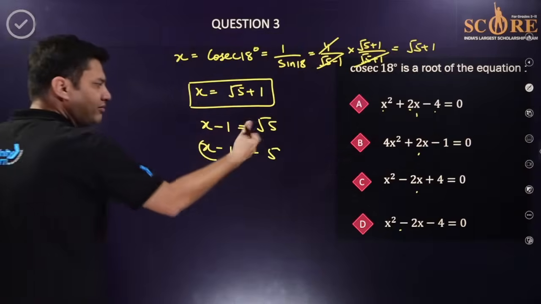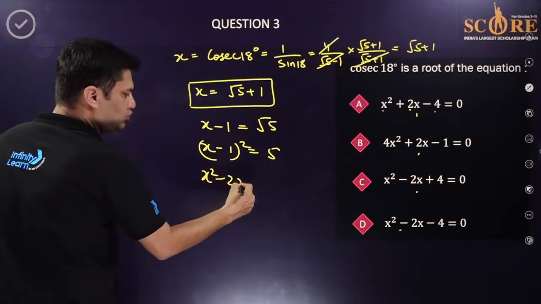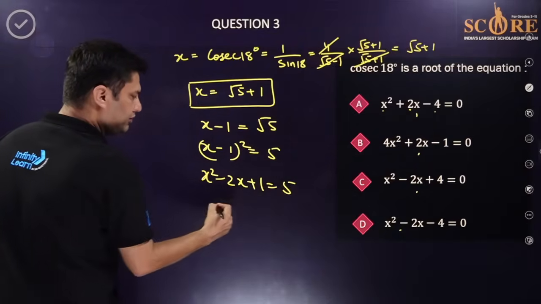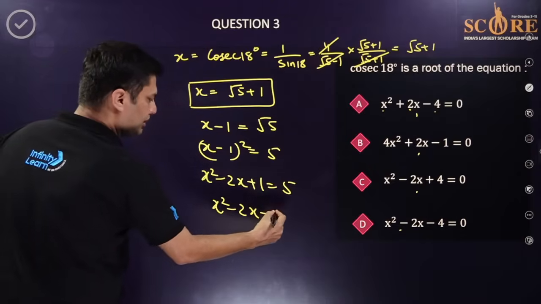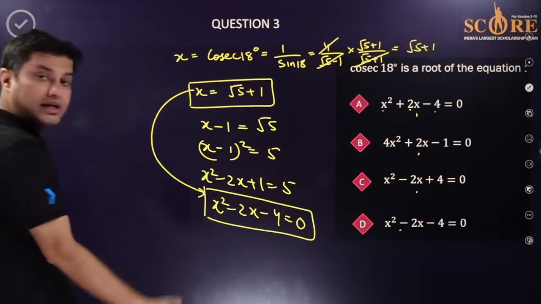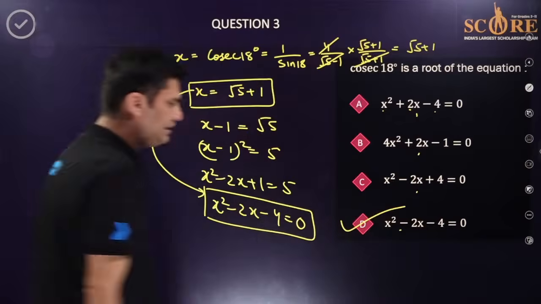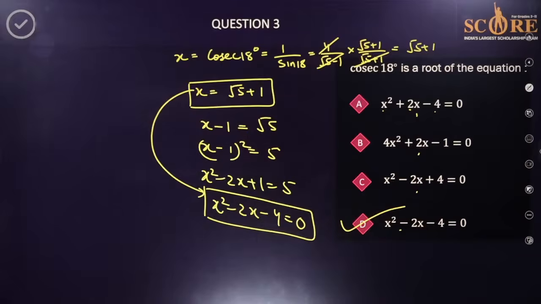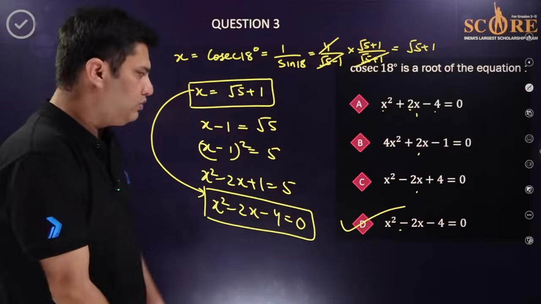We don't want root 5. So x square minus 2x plus 1 is equal to 5, so x square minus 2x minus 4 equals 0. So x satisfies this equation. This is the trick to solve it. So option D is the right answer. That's the trick you really want to understand.